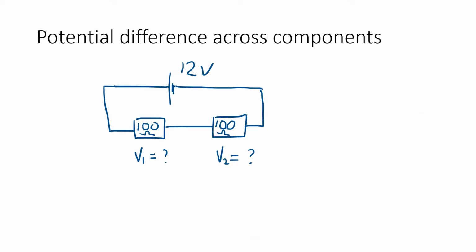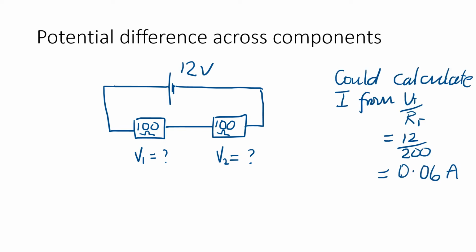If we look at potential difference across components, you could probably look at that and think, oh, 2 equal resistors, 12 volts EMF, we're going to have 6 volts across each resistor, and that will be right. We can show that's the case.